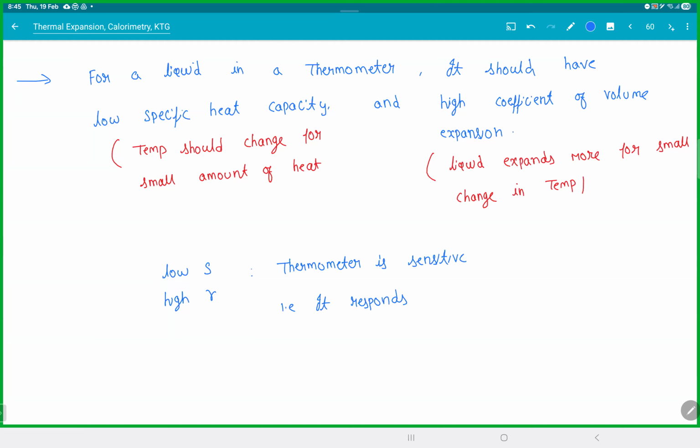Or if you see kids, right? If you pinch their skin, it becomes very red. They are very sensitive. So you want the thermometer to be sensitive. It should detect small changes.